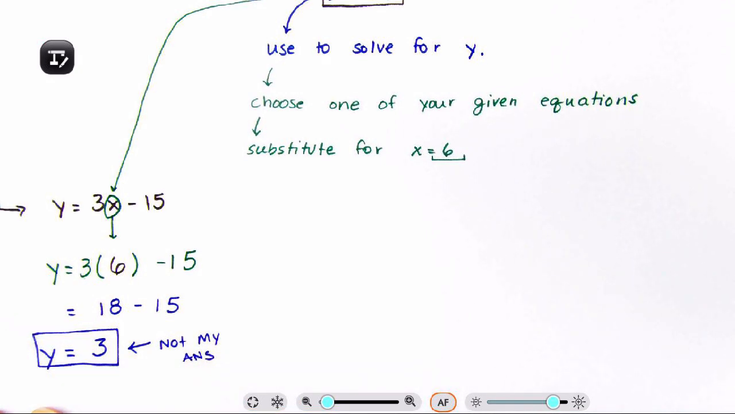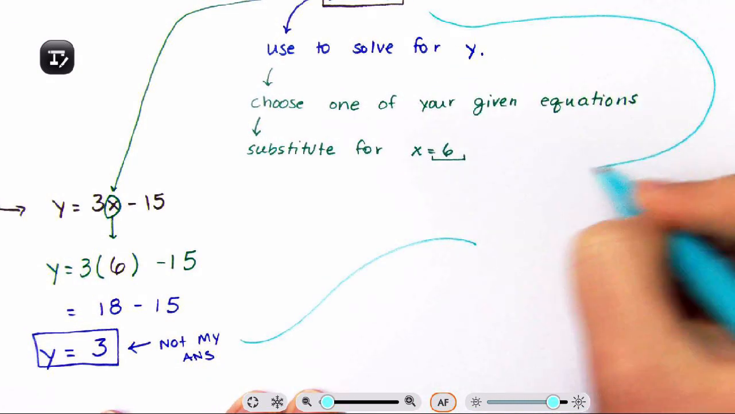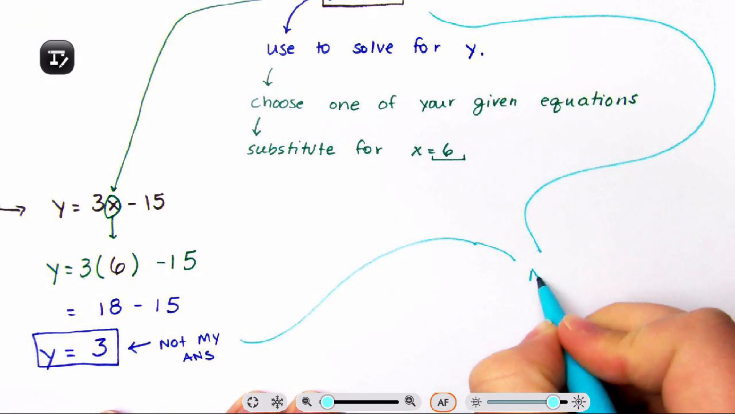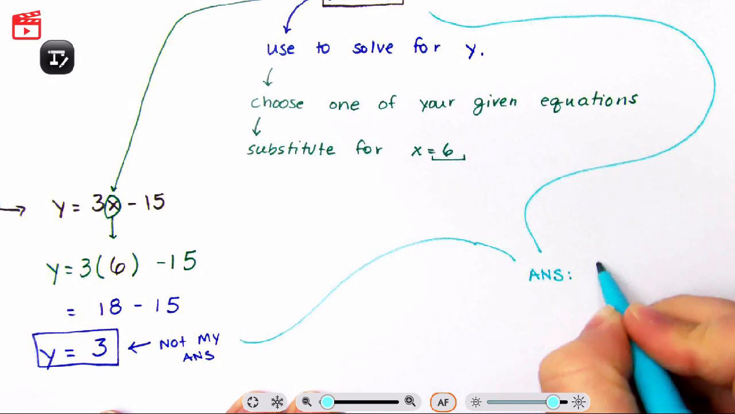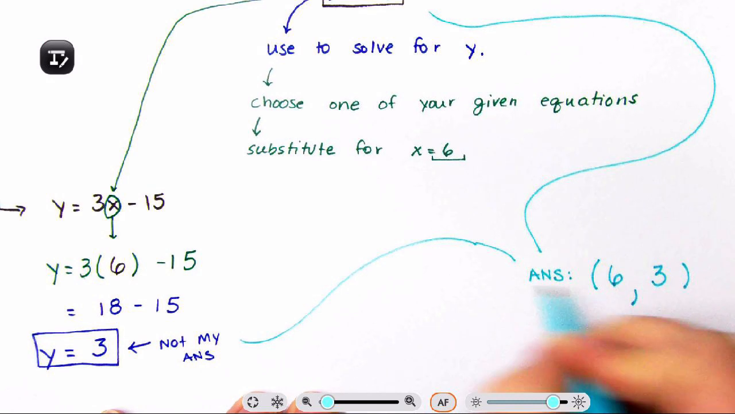So what is the answer? We have all of these numbers, all of these variables that we solved for. What is the answer? You're going to take both of them, and your answer is a combination. It's parenthesis, your x value, comma, and your y value.